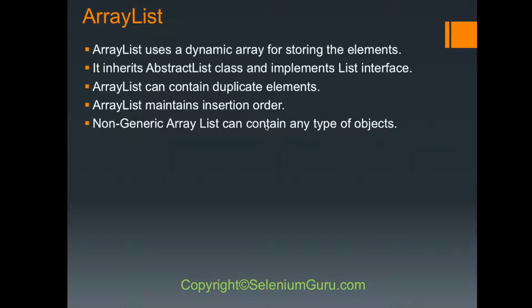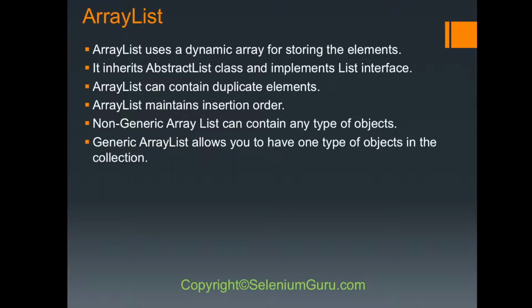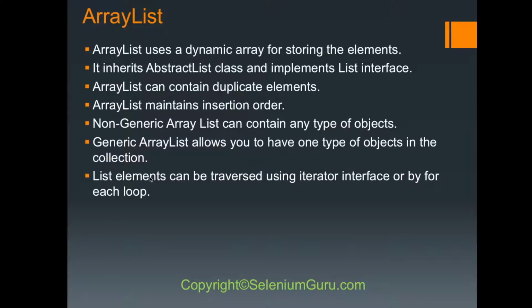So you have two types of ArrayList. You have a non-generic one, which means it can contain any object: string, integer, double, boolean, and so on, right? With a generic ArrayList, you can actually constrain it. You can force the user to only have objects of certain data types. So let's say you create a generic ArrayList of String, right? That means you can only have string values inside that ArrayList. List elements can be traversed using the Iterator interface or by a for-each loop. So you can go through the ArrayList using an iterator interface or a for-each loop.